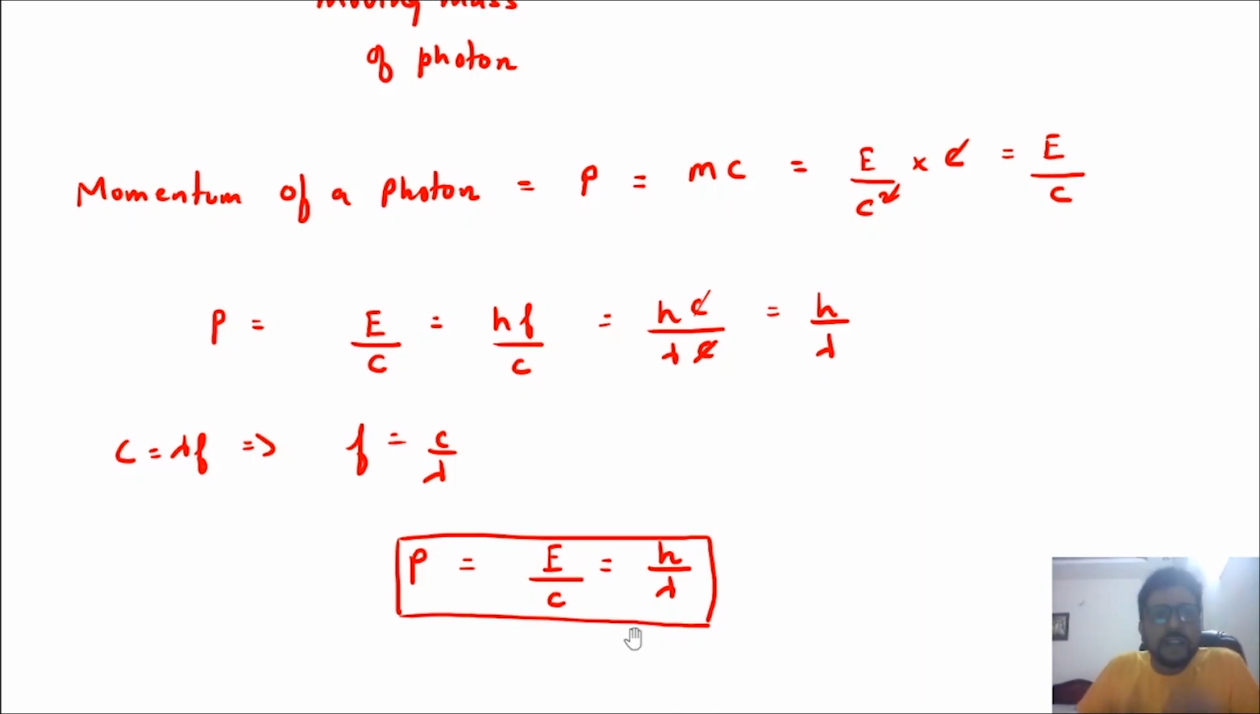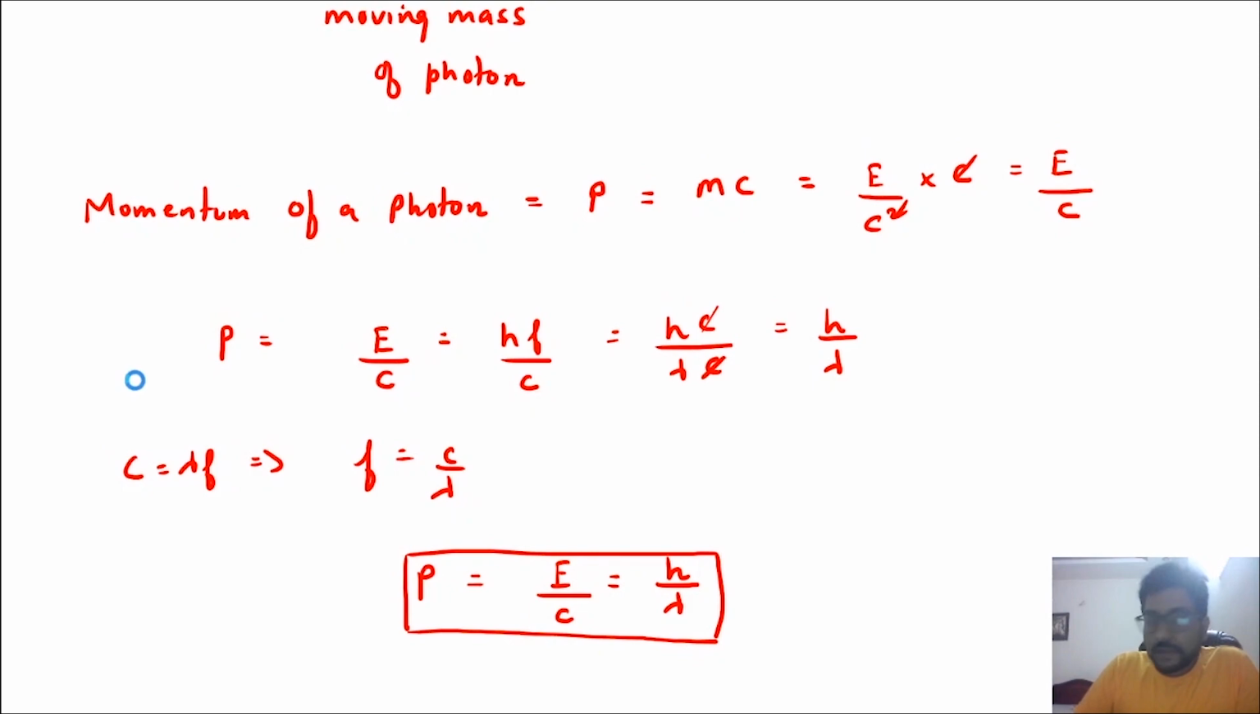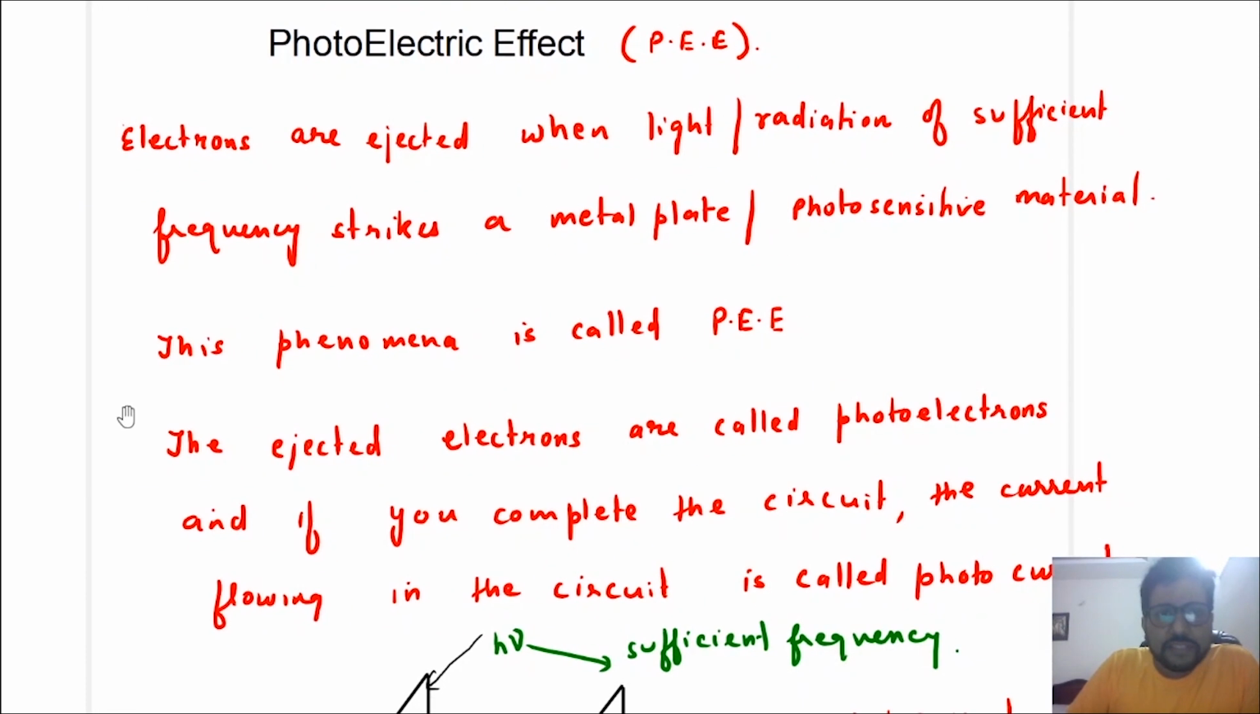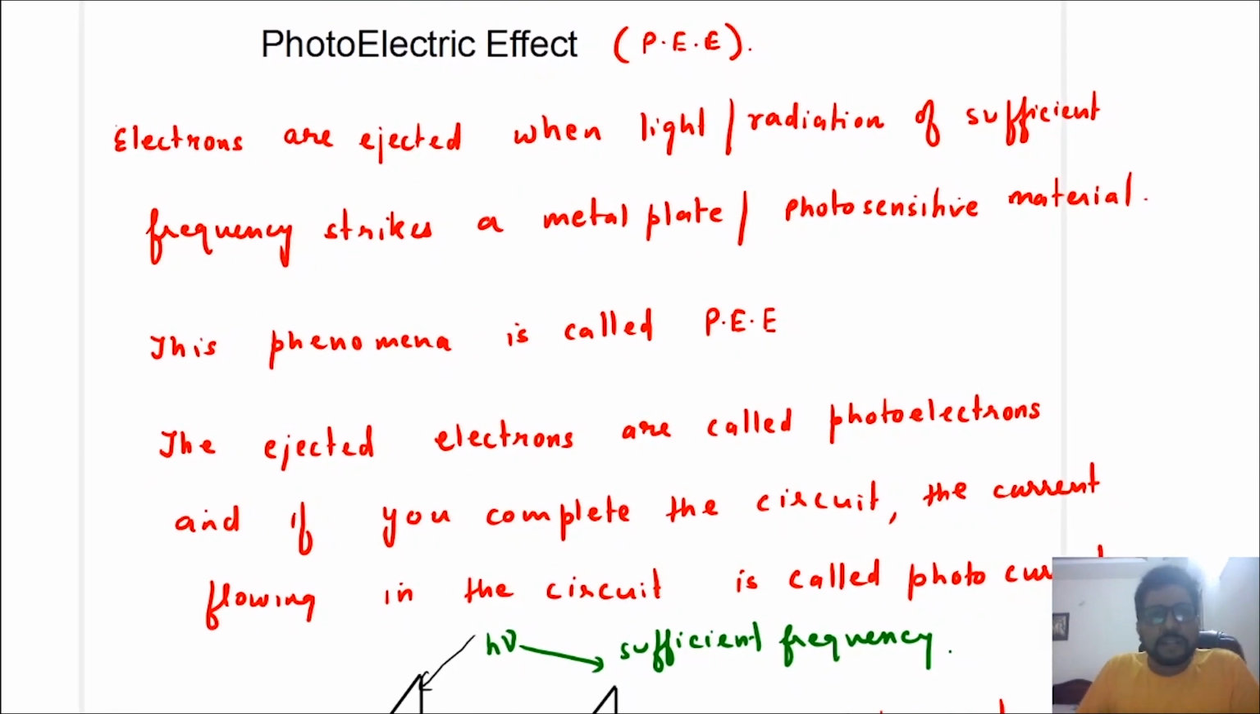Now if a photon carries momentum, then this means that it will also exert force on a wall when it strikes a wall. But we'll discuss that later. Now the first thing that we'll discuss in this chapter, that is wave particle dual nature, is the photoelectric effect.